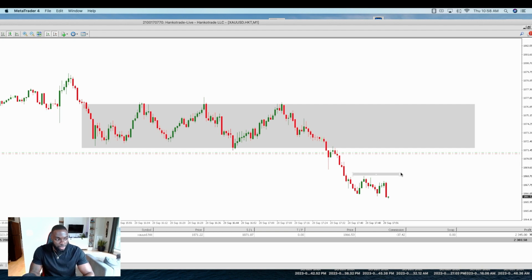So right now, what I'm going to do in this trade, I always talk about trade management. So I'm going to, 1 second, that's my dishwasher. I'm going to move my stop loss to break even.